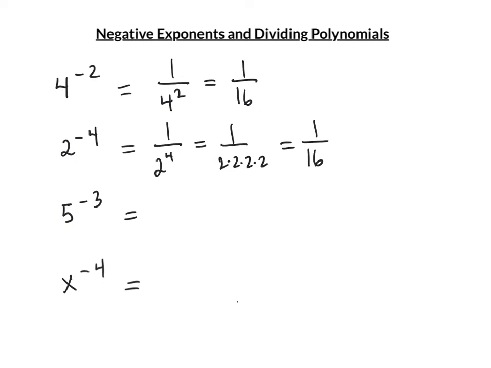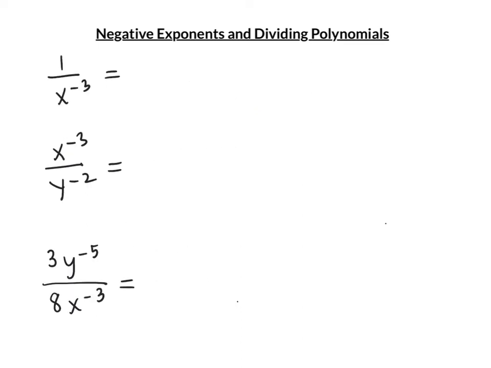5 to the negative third is 1 over 5 to the third. Notice the negative power is gone. That's 1 over 5 times 5 times 5, which is 125. And x to the negative fourth is 1 over x to the fourth. That negative power means if it's in the numerator, it's going to go to the denominator. If it's in the denominator, it's going to go to the numerator.